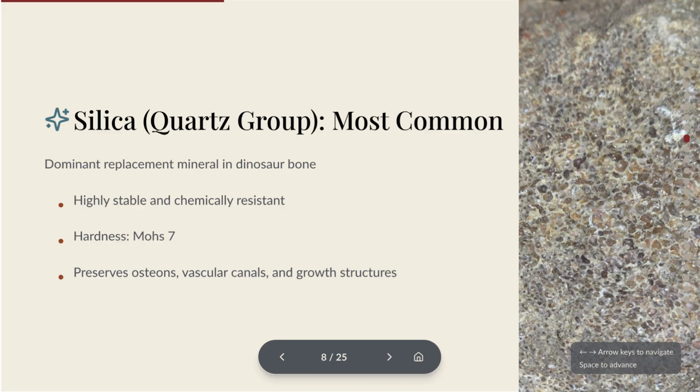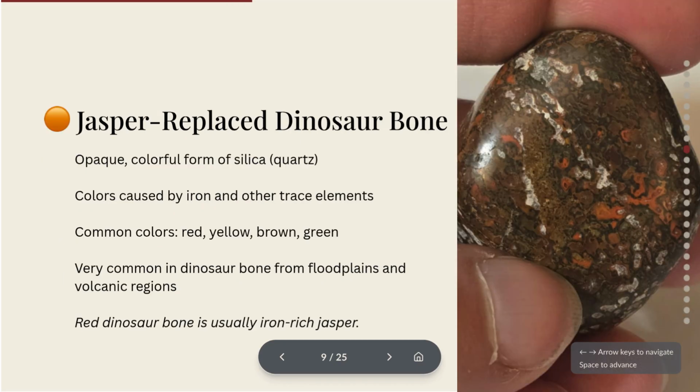Silica, quartz group, most common. Dominant replacement mineral in dinosaur bone. Highly stable and chemically resistant. Hardness on the Mohs scale is 7. Preserves vascular canals and growth structures.